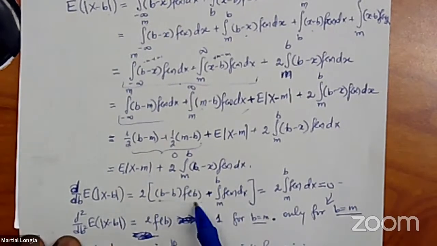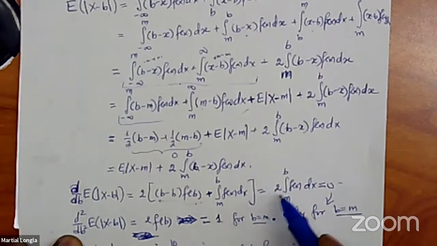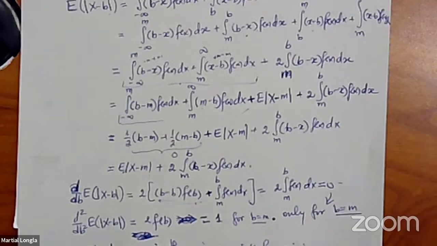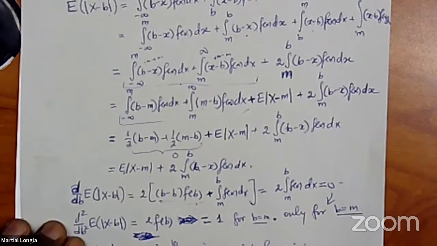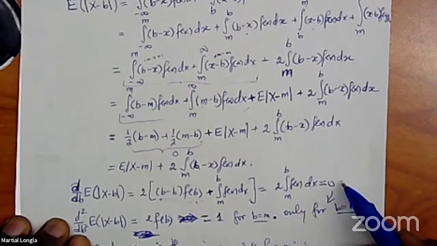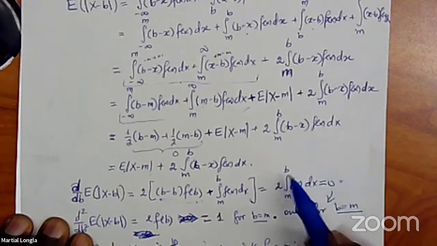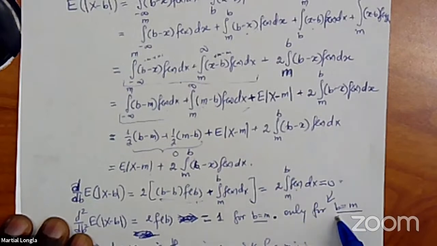Now this is 0, and you get that the derivative is 2 integral from m to b of f of x dx. And when you want to find the critical points, you set this equal to 0. Because this is a density, it's positive. The only way that integral is equal to 0 is if these 2 points are equal. That's why b is equal to m.